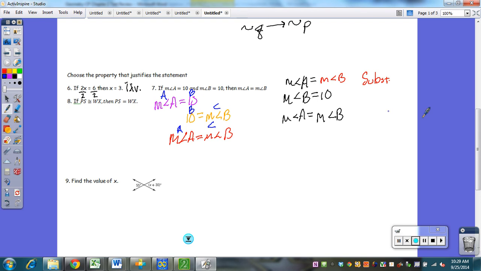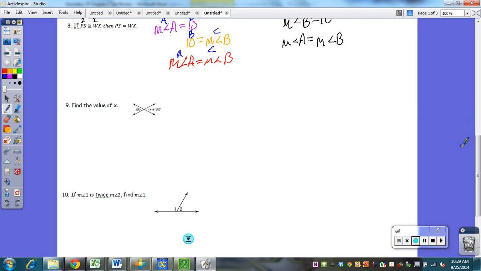Okay. Number 9, angles that are formed by two intersecting lines are vertical angles. Vertical angles are always congruent. So then x plus 30 equals 55, so x equals 25. Not bad.